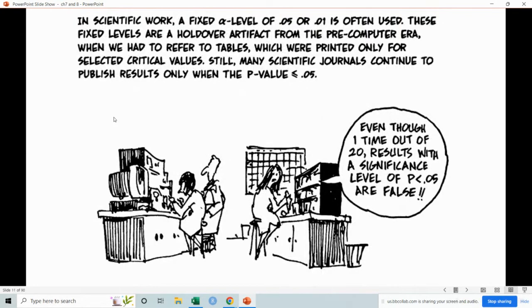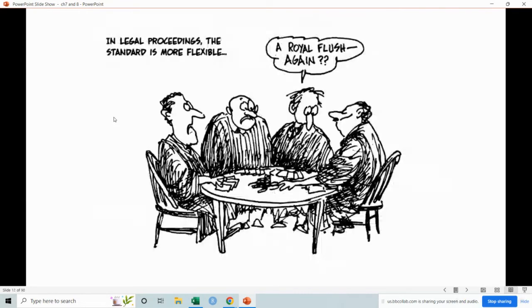In scientific work, a fixed alpha level of 0.05 or 0.01 is often used. These fixed levels are a holdover artifact from the pre-computer era, when we had to refer to tables which were printed only for selected critical values. Still, many scientific journals continue to publish results only when the p-value is less than 0.05, even though 1 time out of 20 results with a significance level of p less than 0.05 are false. So we kind of have this norm that's still there and that we still follow, even though we really should have found something better by now. In legal proceedings, the standard is more flexible.